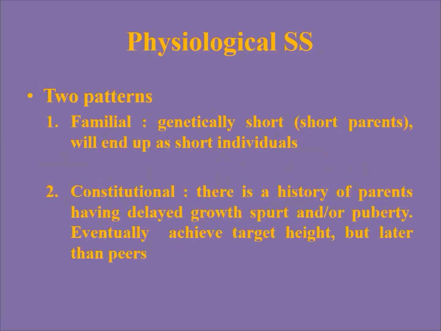What are the physiological causes of short stature? There are 2 patterns seen. One is familial, which means the child is genetically short. The parents will also be short, and this person will end up as a short individual. Whereas constitutional means genetically the child is deemed to be of average height, but there is delayed puberty. And when there's delayed puberty, if you go back and ask the parents, there'll be a delayed puberty history in the parents as well. So these children will eventually achieve their target height, but that is a little bit later than their peers.